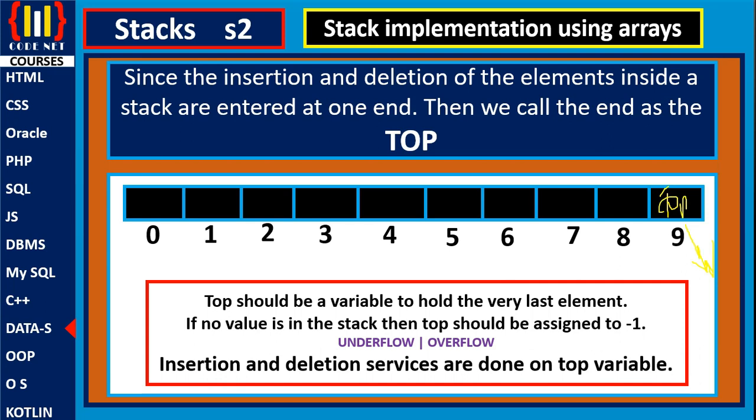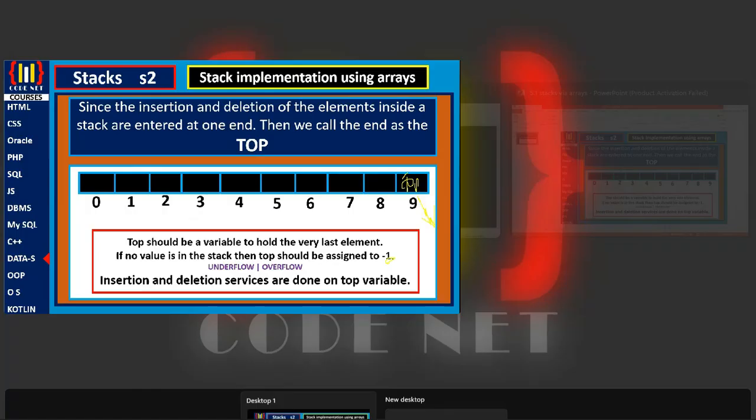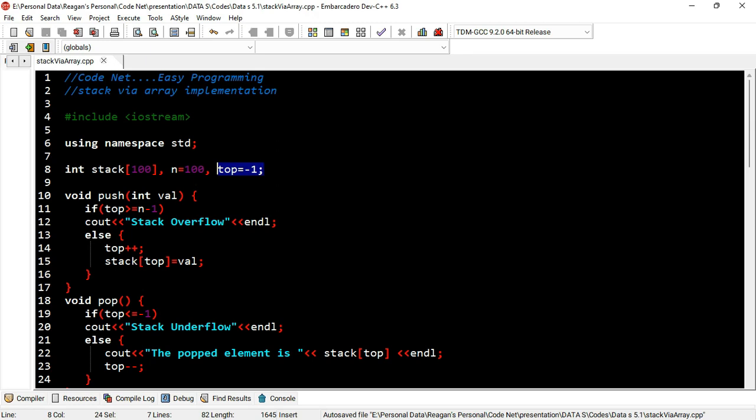If no value is in the stack, then top should be assigned -1. If we have no value inside the stack, if the stack is empty, this is why we are saying, by default, top should equal -1. This is the -1 that we've assigned to top. It's because up to now, we've not started implementing the actual content that should be inside our stack, which will hold on to 100 variables.